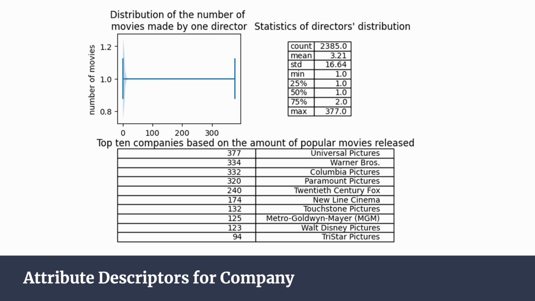And then we have the attribute descriptors for company. Here we have the companies that make movies. As you can see, we have Universal Pictures with 377 movies, Warner Bros. with 334. And like that, we have a standard deviation of up to 60 movies per company.